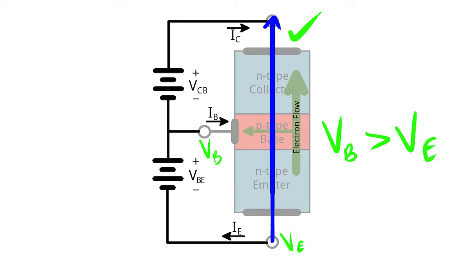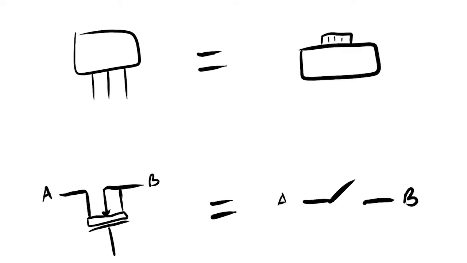However, as long as the base voltage is higher than the emitter voltage, the electrons are allowed to flow all of the way through. Here is where the function of a transistor becomes apparent. By manipulating the voltage between the base and the emitter, the current flow from collector to emitter can be controlled. Using this, a transistor can then effectively function as an electronic switch.